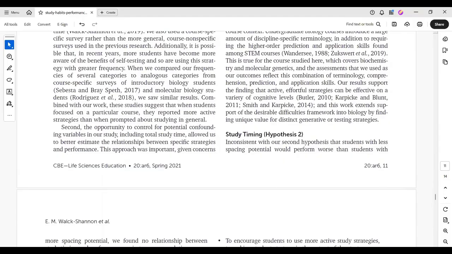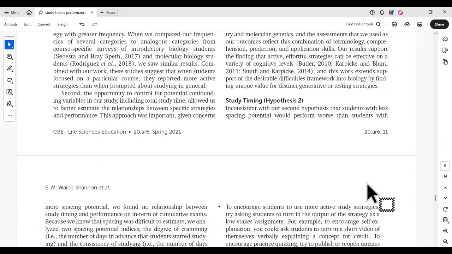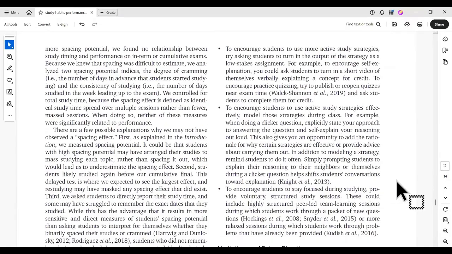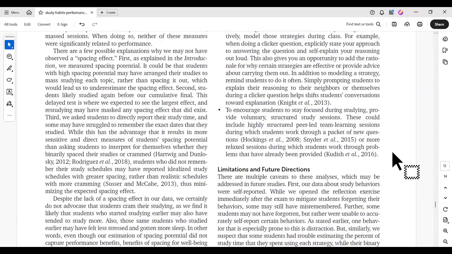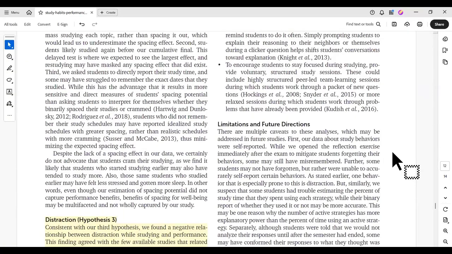All right, so the study timing, they didn't find the things they thought they were going to. They're going to talk about why they didn't. And in this case, they think, well, maybe the way that they sampled or got their information didn't really test the hypothesis very well. So that's an example of what that might look like.